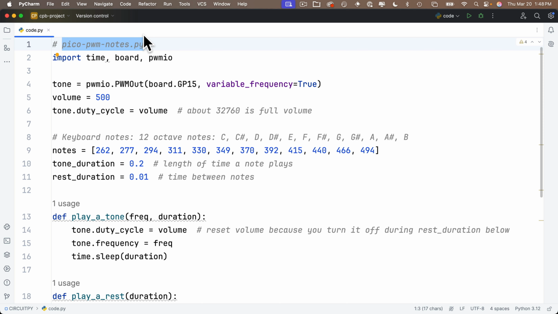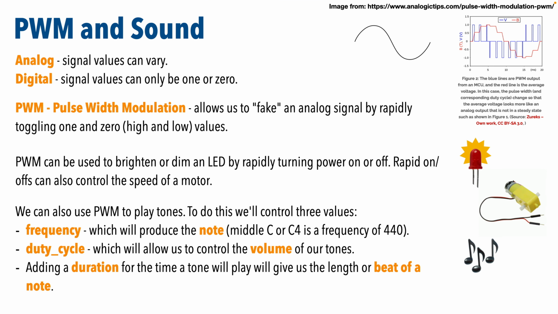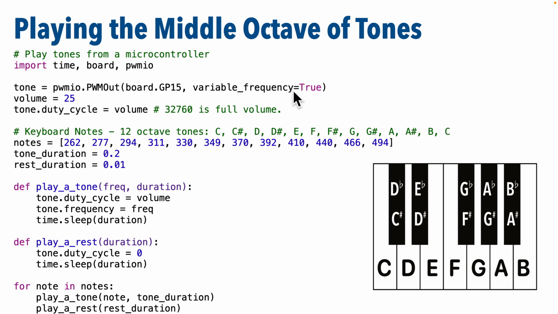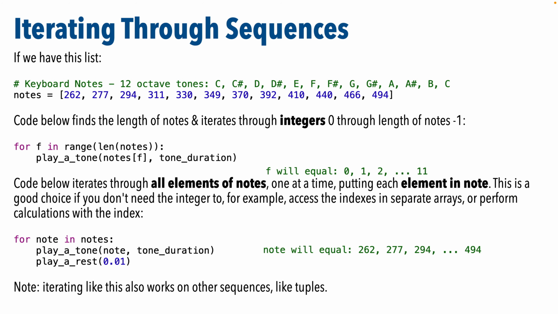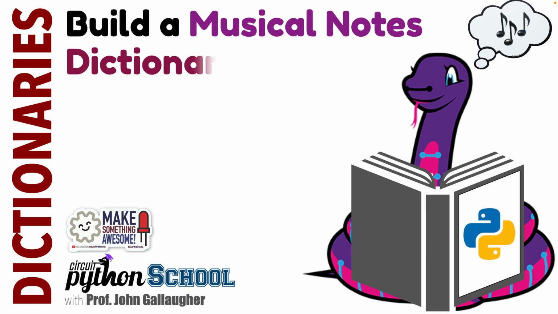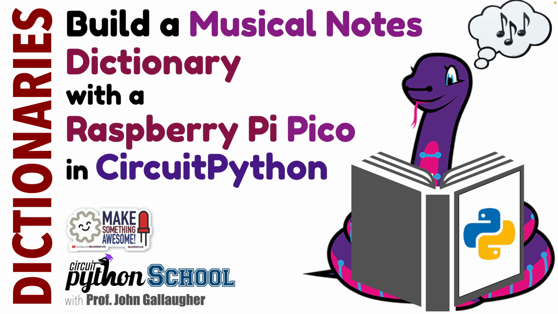We learned about PWM and how it simulates an analog signal. We learned how we can use frequency and duty cycle to create notes and rests. We've got our Pico cranking out mellifluous beeps and boops. And we learned how to iterate through a list in Python without having to use a range or index value. Now in the next lesson, we're going to learn how to use Python dictionaries to create dictionaries and modify functions that let us easily set up code to play some tunes.